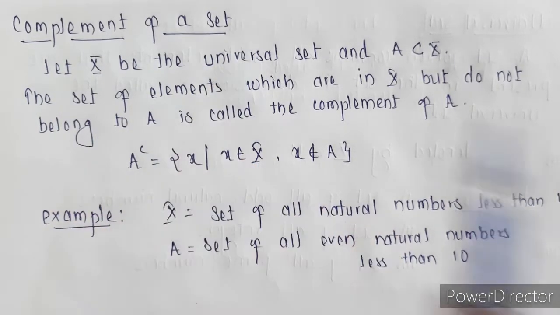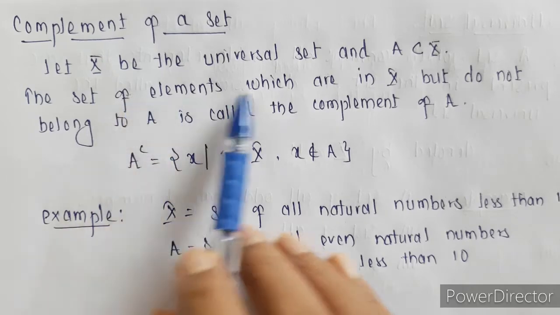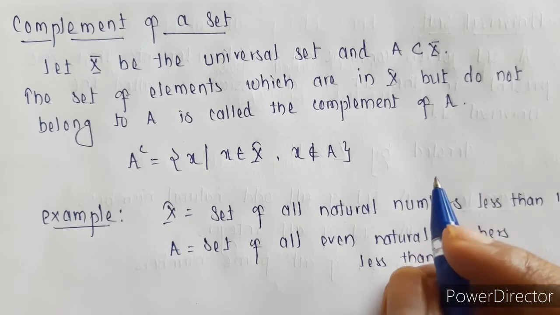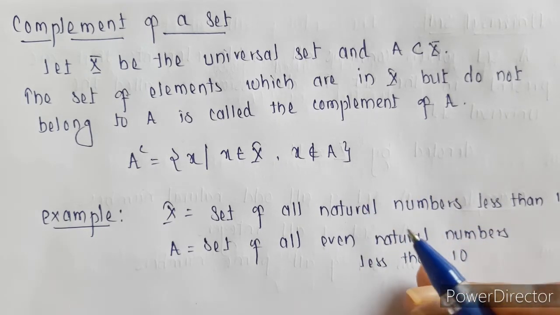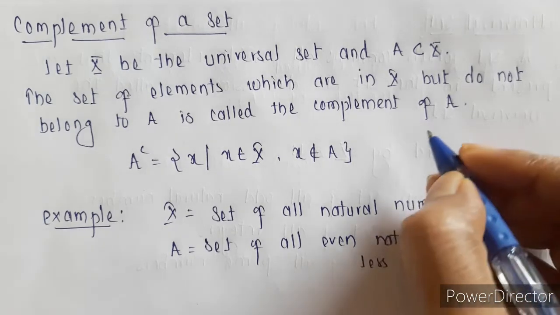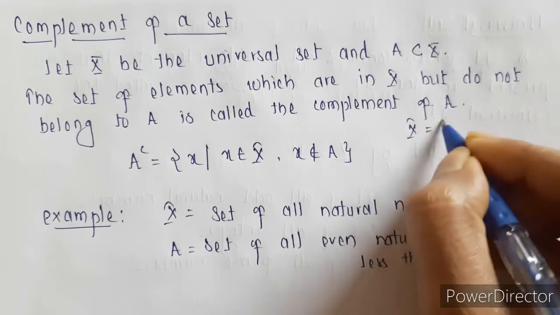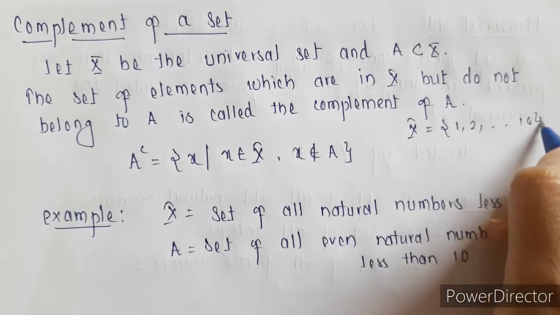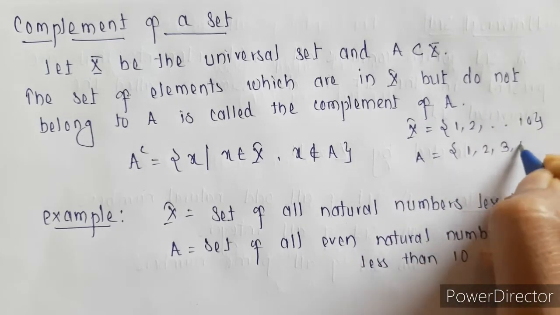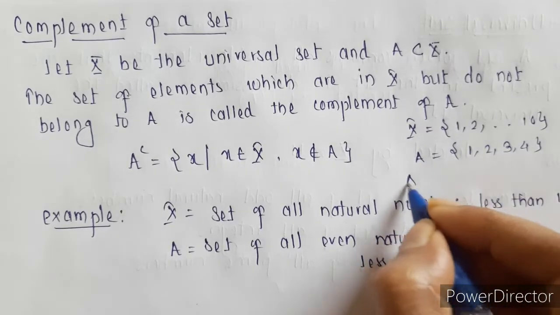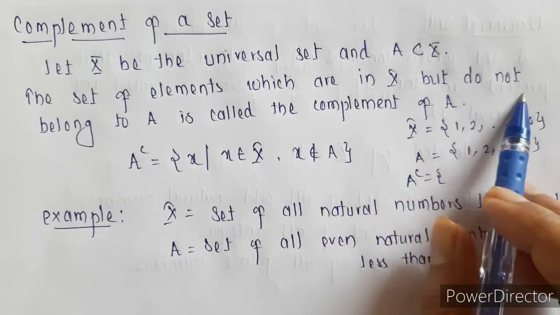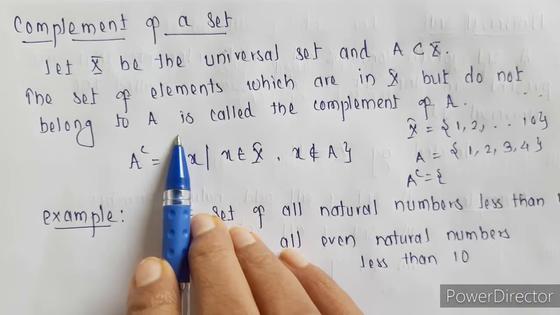Next we have complement of a set. So if X is universal set and there is a set A in X, then the set of elements which are in X but which are not in A, all will belong to complement of A. Now for example, suppose universal set is 1 till 10 and in set A suppose I have 1, 2, 3, 4. So what will be A complement? The elements which are in X but do not belong to A, which are not in A.